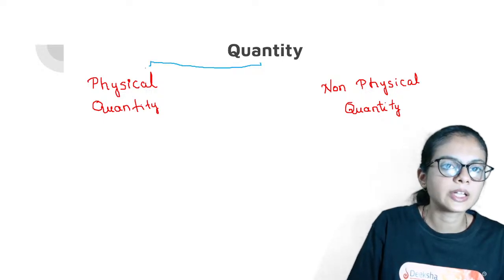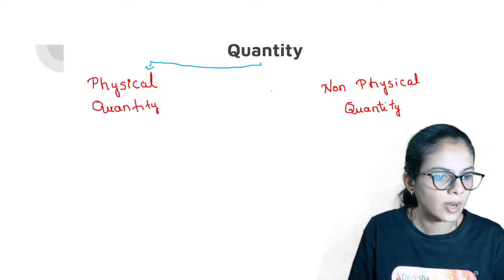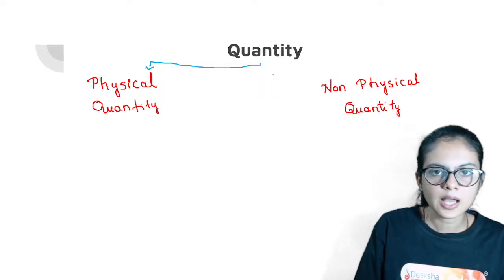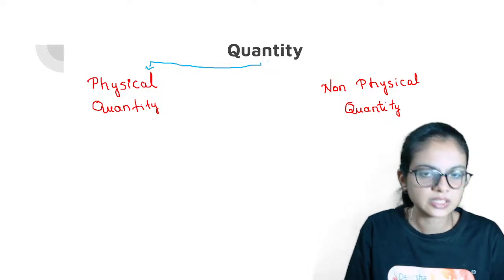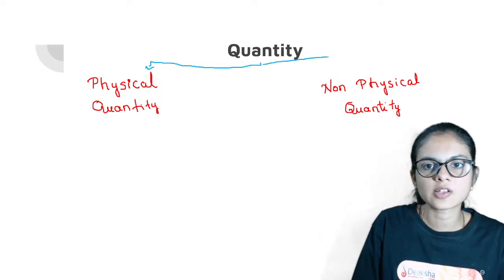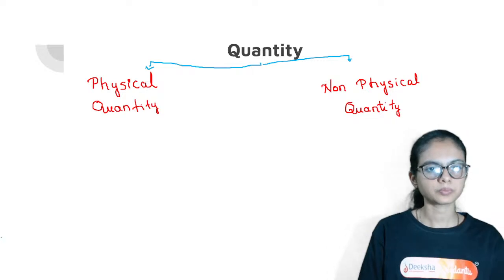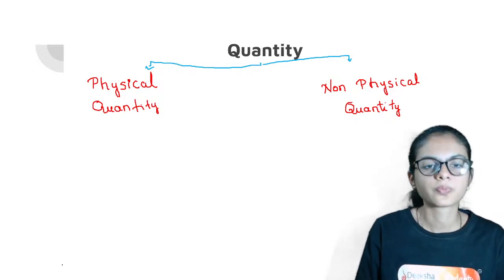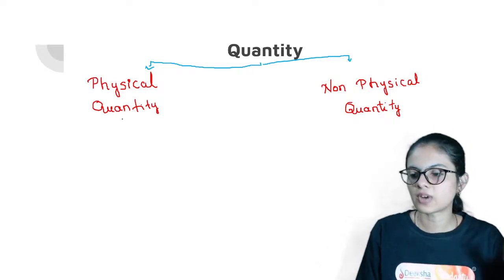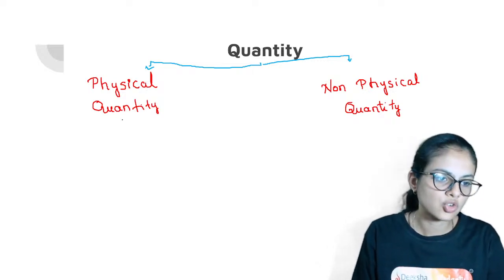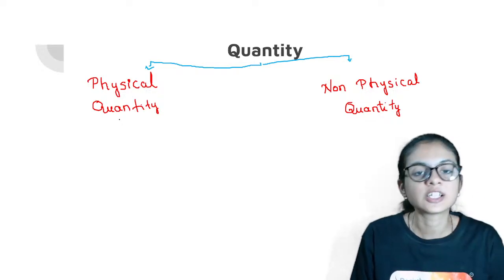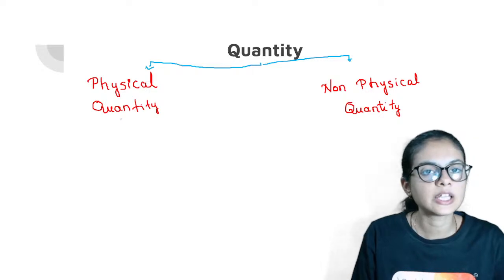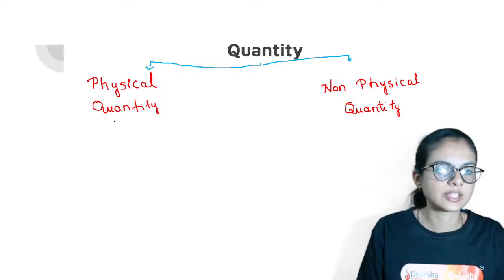So physical quantity and non-physical quantity. Is it present in the class? Have you guys already studied this? Tell me, is this something you already know? So see here. As I said, one is physical quantity, the other is non-physical quantity. And further, physical quantities can be divided into fundamental physical quantities and derived physical quantities.